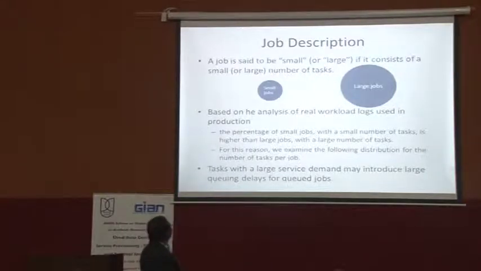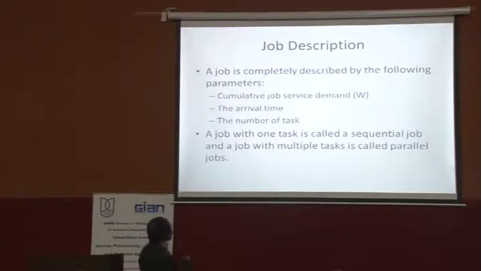Tasks with a large service demand may introduce, again, I already said this. So every job will be described by these attributes, okay? Every job: service demand, arrival time, and number of tasks. Now, a job doesn't have to have a number of tasks. It can be one task. The whole job can be one task. In this case, we say the job is a sequential job. But if it has multiple tasks, it is divisible, then it can be executed in parallel.